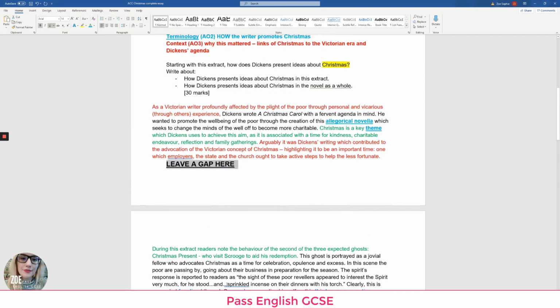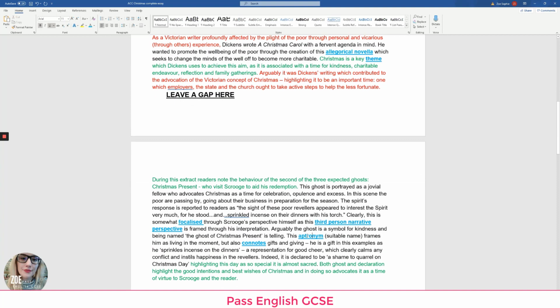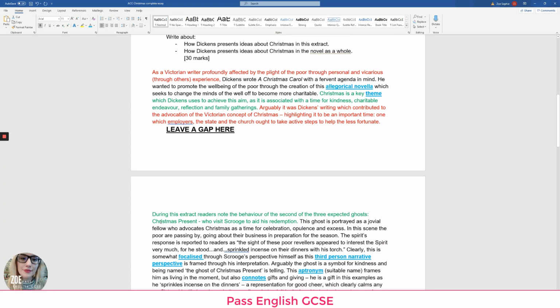So these now are my Peter paragraphs, if you like, and they're quite high level because I've got various techniques in them. There's a lot of green, so you can see I've focused on Christmas. I focused on how Christmas is promoted. So that's the technique, and I've had to explain it.